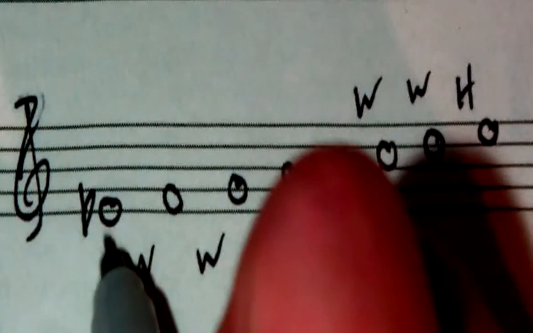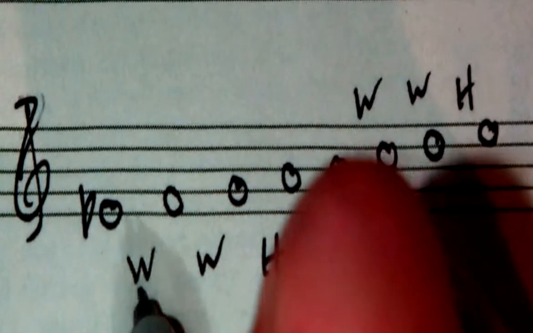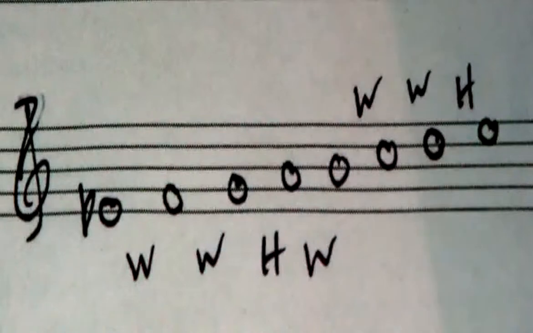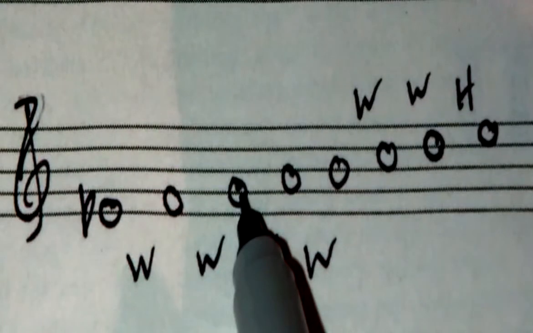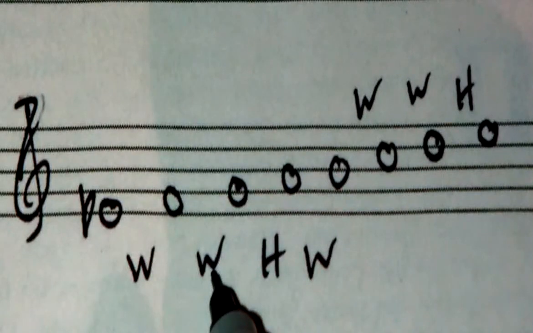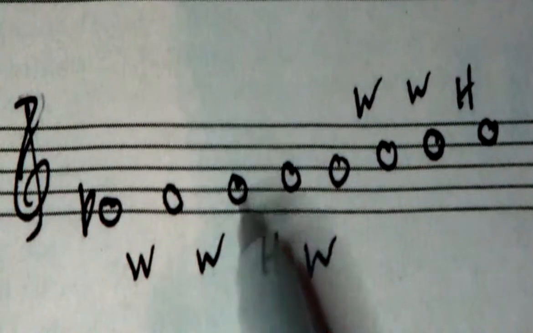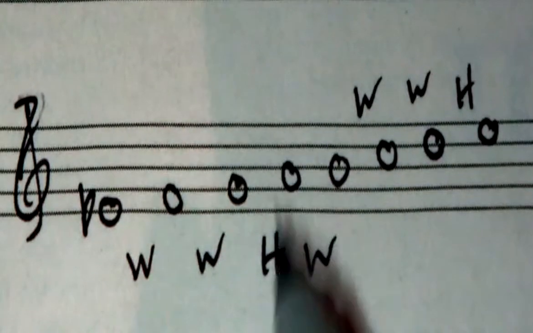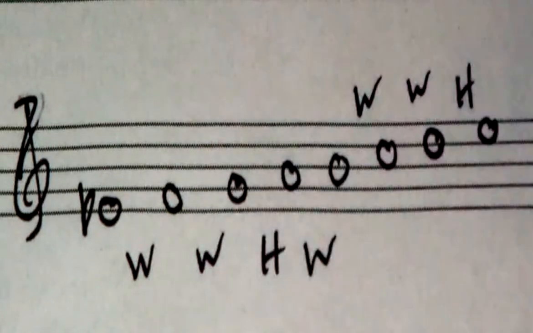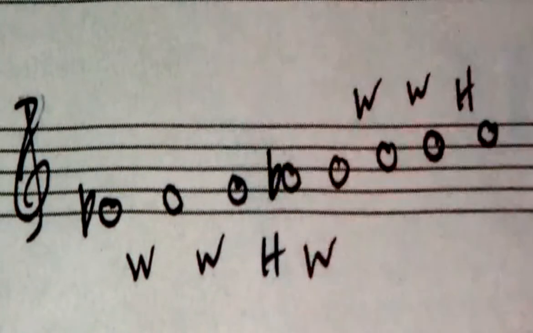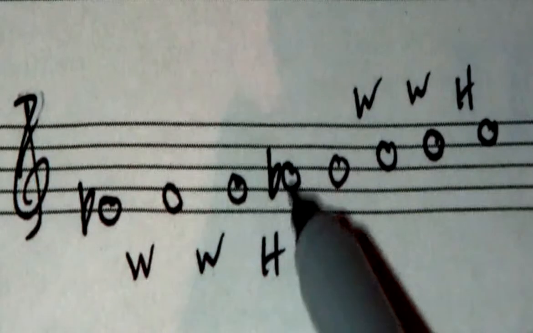The interval between an E flat and an F is a whole step. It wants to be a whole step. There we go. The interval between an F and a G is a whole step. It wants to be a whole step. We're all good there. The interval between a G and an A is a whole step. It wants to be a half step. So how do I diminish that interval? I'm going to flat the A. Now we're on A flat.